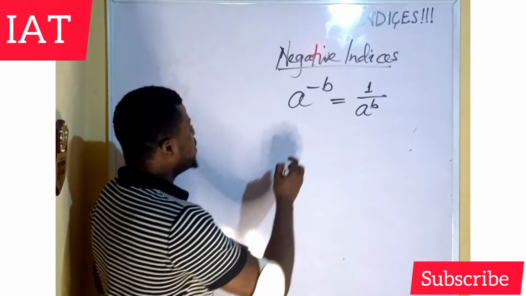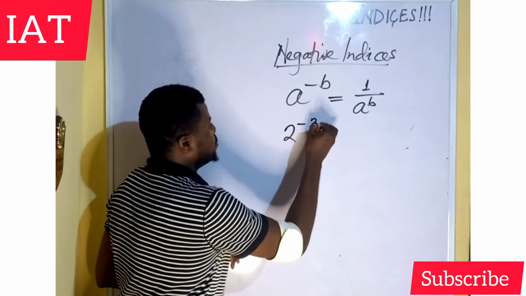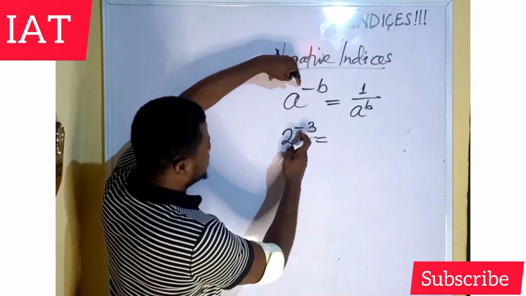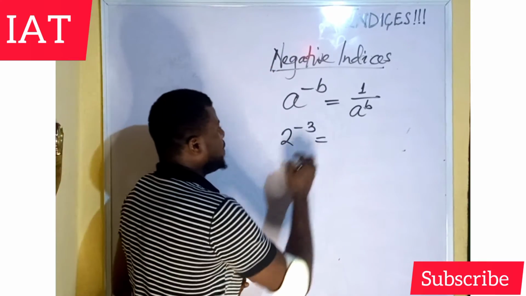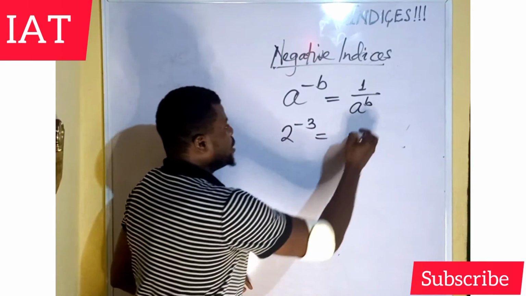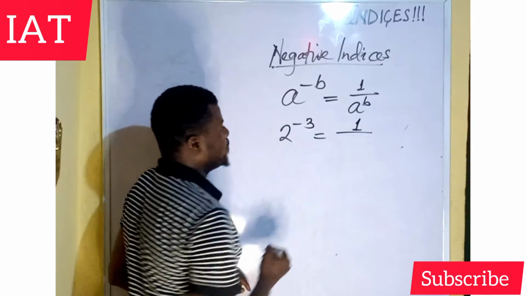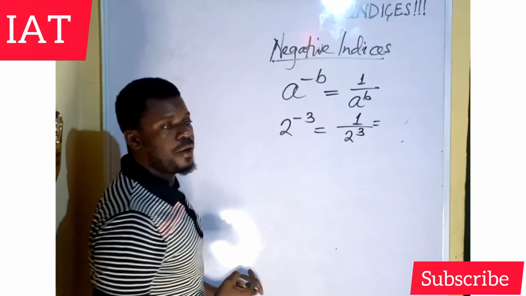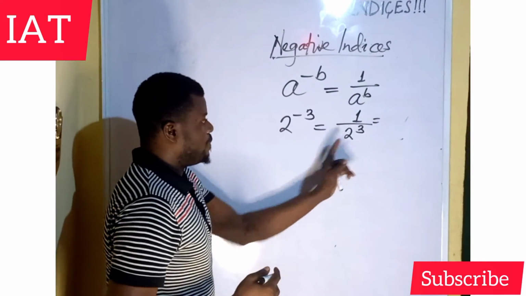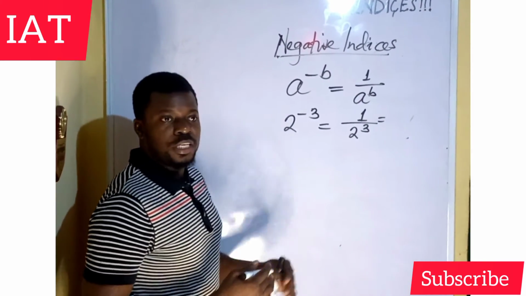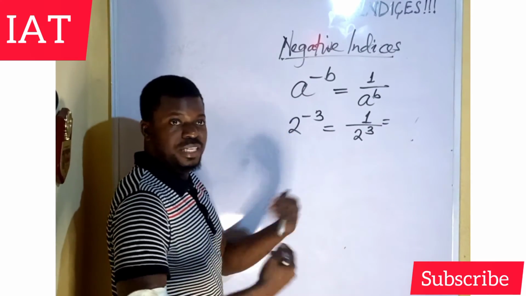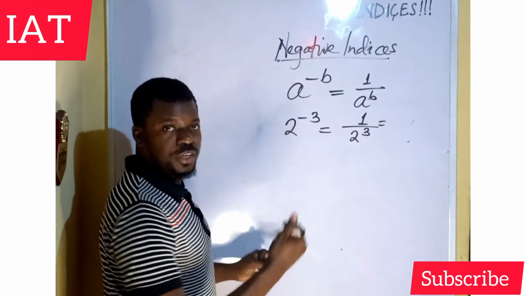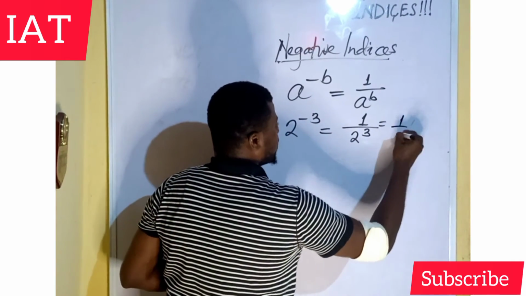So in a nutshell, if I have 2 to the power of minus 3, this has the same shape. This is the base, this is the power, this is a negative power. So what will happen to this negative sign? It will transform to 1 over. Then we have 2 to the power of 3. And what is 2 to the power of 3? We've done it in our first law, which is the product law. It means 2 duplicating itself 3 times. That is 2 times 2 times 2, which will give us 8. So we have 1 over 8.